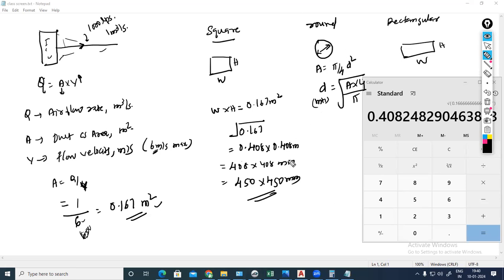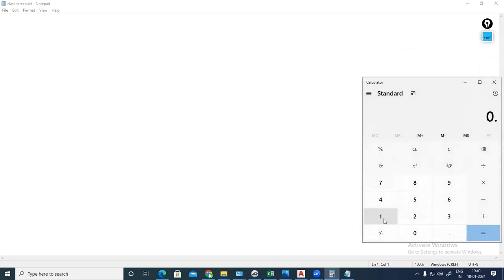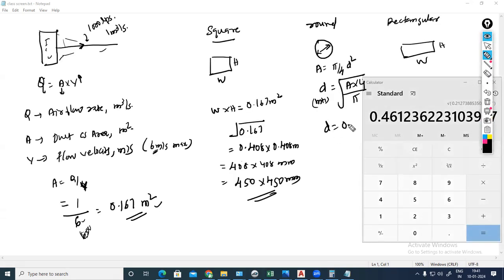Here also, for a round duct, you will get almost the same diameter. Area into 4, area is 0.167 into 4, divided by 3.14. You can take the square root of this one. What diameter are you getting? The diameter will be 0.461 meter or 461 millimeter. We can round that to the next, because since we are already using 6 meter per second, that is the problem now. That's why if I maintain the velocity less than 6, definitely I'll be rounding to 450. Otherwise, we can go for 500 mm. Diameter will be 500.